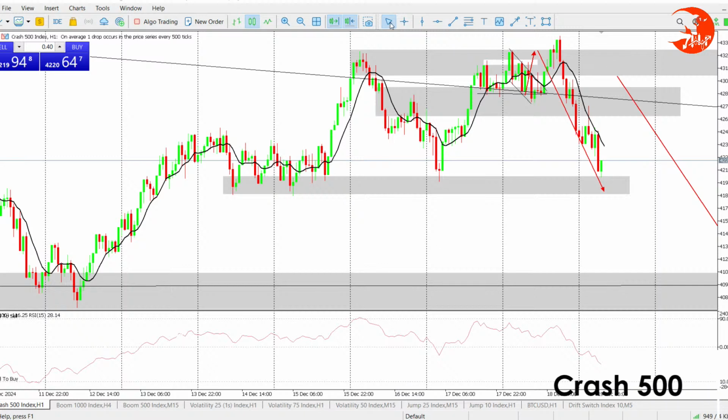So, Crash 500. Yesterday on Crash, I don't know if any of you actually made an entry. It first gave us money, and then later on it made a retracement. So let's now check it out.